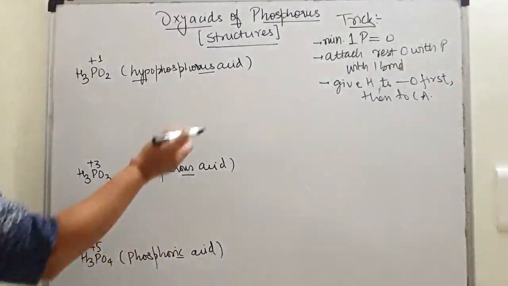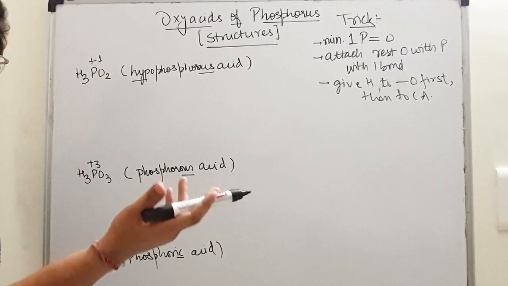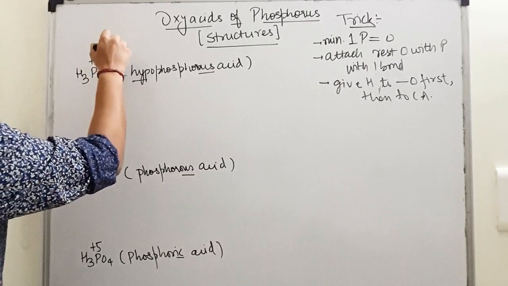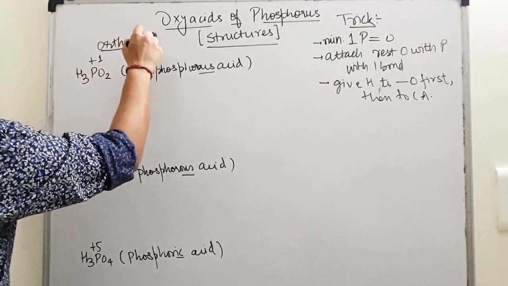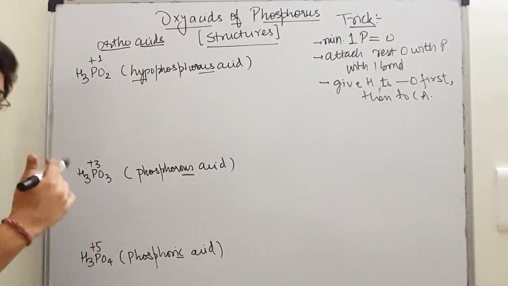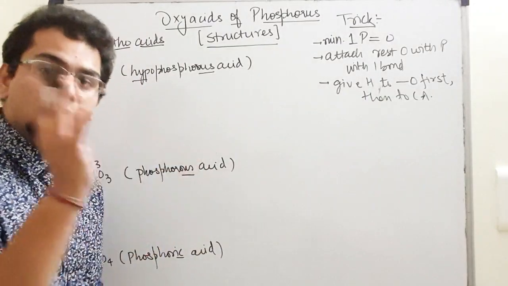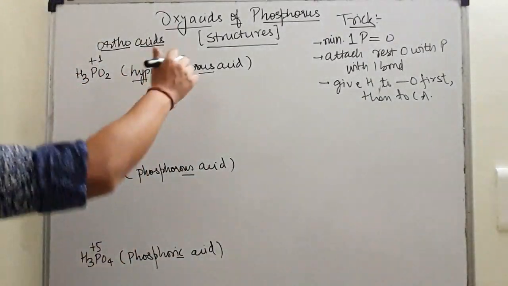These acids are called ortho acids. Single phosphorus atom, we call them ortho acids. These are also known as ortho acids of phosphorus. Ortho means those containing a single phosphorus atom, and which are made when you dissolve any oxide of phosphorus in water. Let us check.